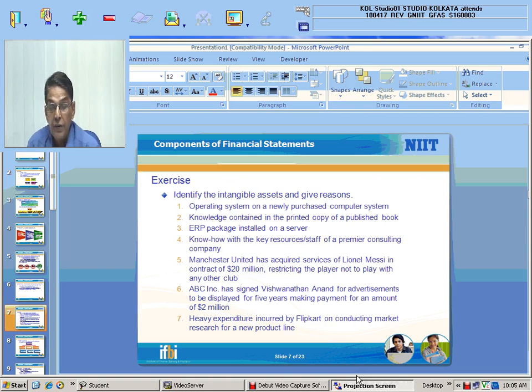The seventh point is heavy expenditure incurred by Flipkart on conducting market research for a new product line. Again, this is not an intangible asset, because research cost is always expensed in the year it is incurred and not treated as an intangible asset. We will cover research and development cost when we get to it. So we'll have a short break at this point and then we'll continue.